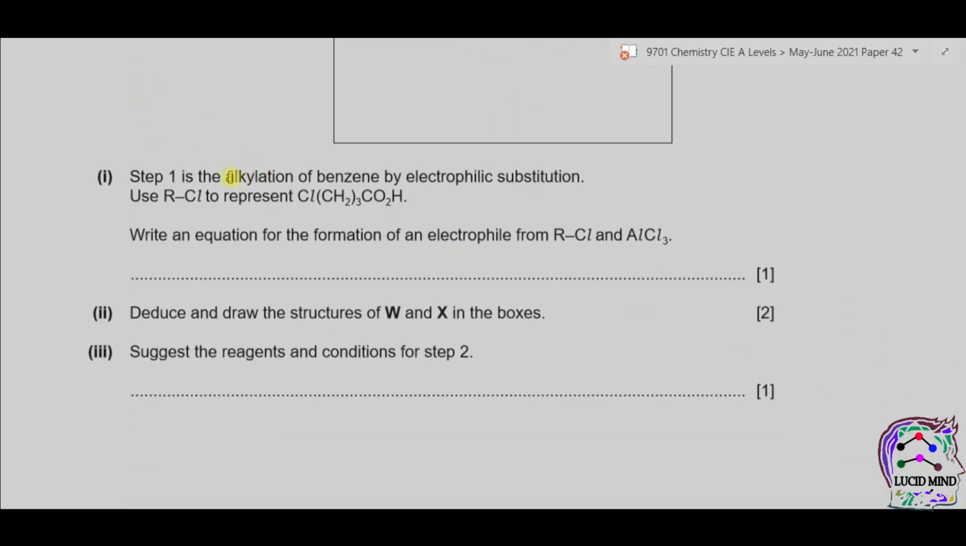Now it says step 1 is the alkylation of benzene by electrophilic substitution. Use RCl to represent this structure. Write an equation for the formation of an electrophile from RCl and AlCl3. Now what happens is that aluminium makes a coordinate covalent bond with chlorine and it will become AlCl4 negative, and we have positive R group which behaves as an electrophile. So we can use these to write the equation. RCl plus AlCl3, the product will be AlCl4 negative along with R positive.